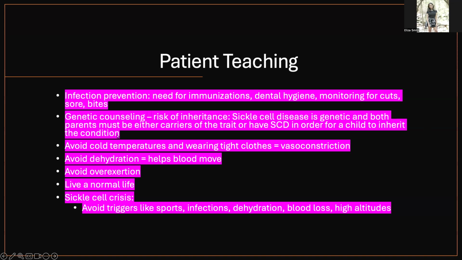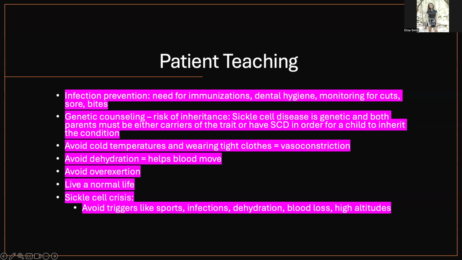Another thing too is genetic counseling. There is a risk of inheritance with this disease. It's genetic, and both parents must be either carriers of the trait or have sickle cell in order for the child to have or inherit the condition. Another point of education is to avoid high altitudes and depressurized airplanes. Areas with low oxygen tension can cause sickling of the red blood cells and can cause a sickle cell crisis. It's also important to educate them on avoiding overexertion, as this can cause stress on the cardiovascular system.